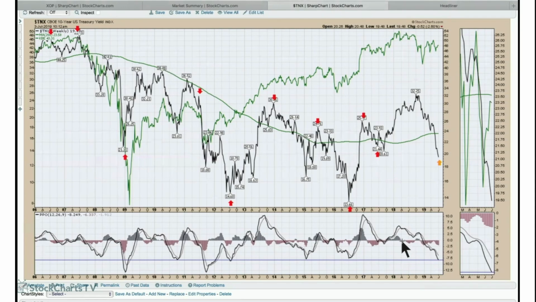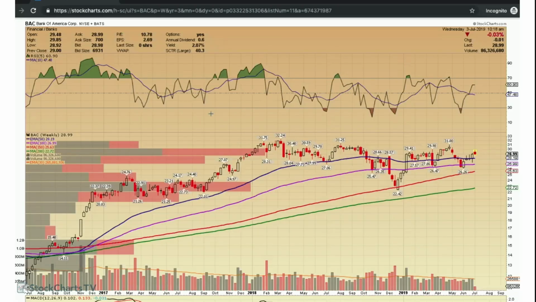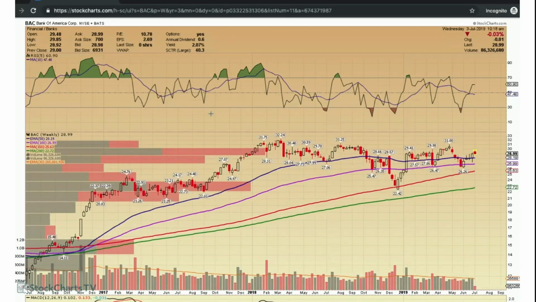So, Aleks, if you could share your screen with us, what we'd like to talk about, first of all, is the main layout of your charts and the reason that you pick the indicators you do. And then we'll get into the actual data, but maybe explain how you set up your charts and why. Okay, awesome.